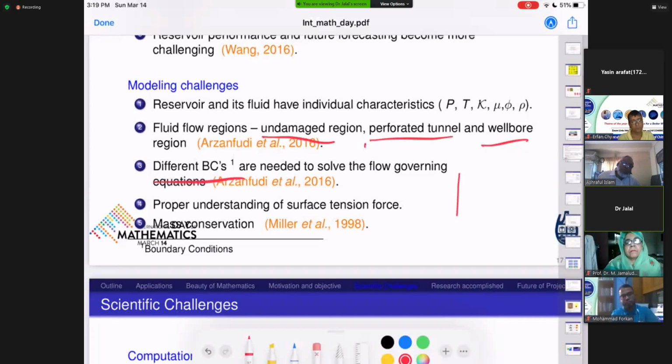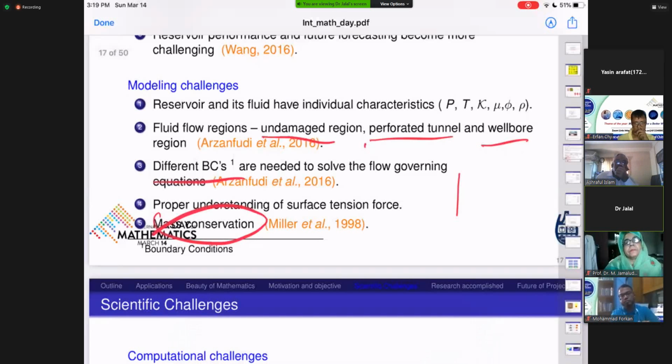And also mass is another important thing. When we do the simulation, we check mass conservation: is mass conserved or not? If mass is conserved, then your system is well defined. If not, then your system is not well defined. That means something is wrong.